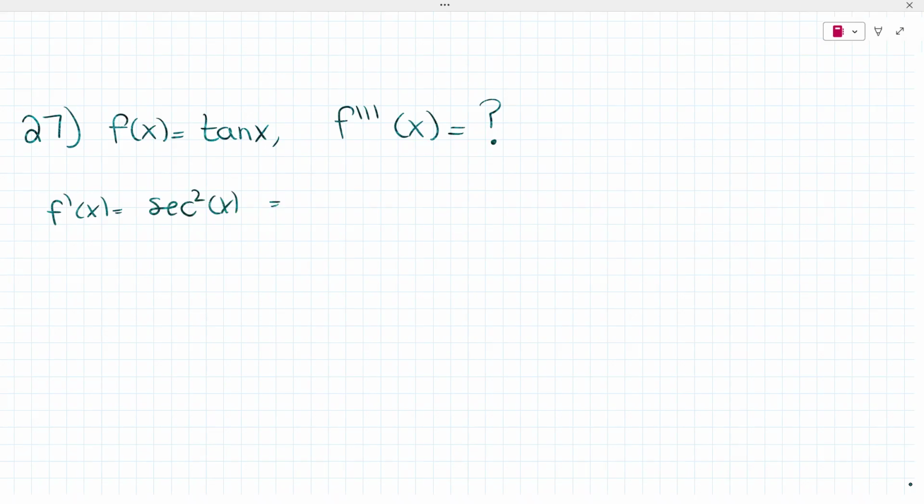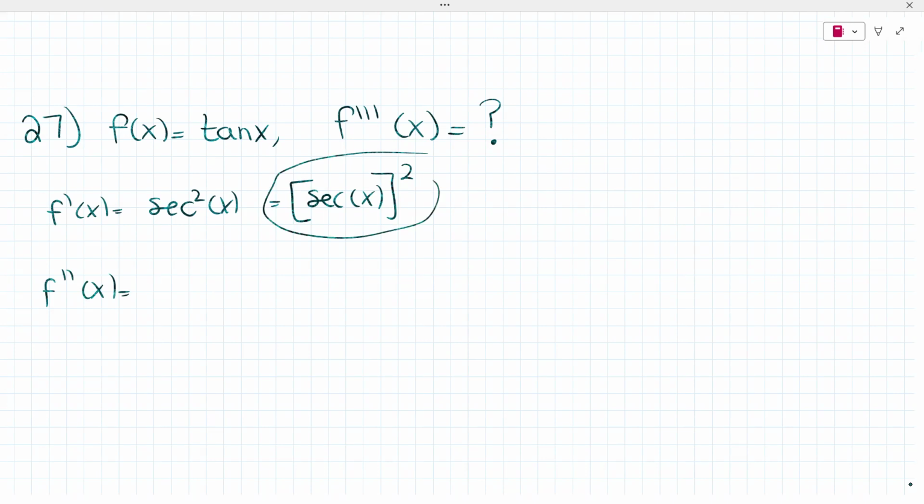Now, if you want to rewrite secant square of x as secant of x raised to the second power, just to make it easier to find the second derivative, that's fine. So I'm going to do that. So f double prime, how do I take the derivative of this thing? Yes, you're right. We must use the power rule and the chain rule. So start with the power rule. So 2 times 1 is 2. And then it's going to be secant of x, and then old power minus 1. So 2 minus 1 is 1. And then you apply the chain rule. What's the derivative of secant of x? It is secant of x tan of x.